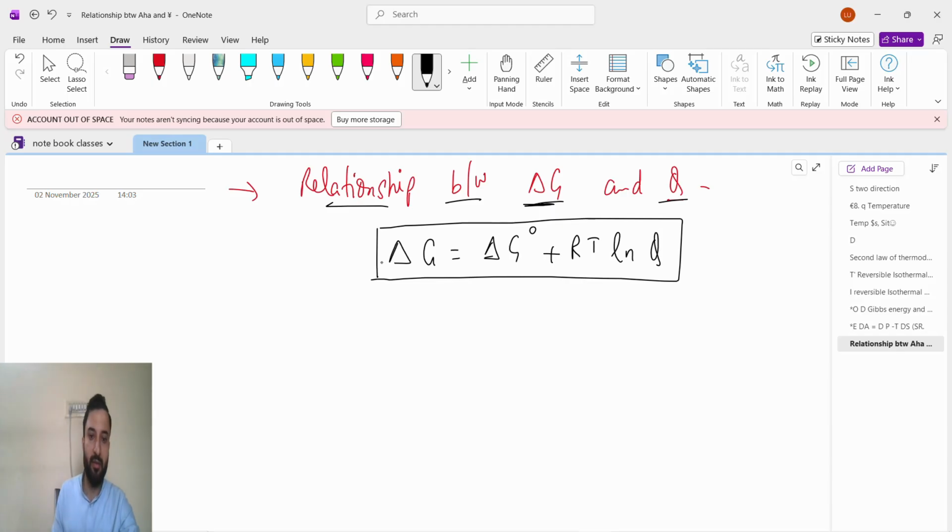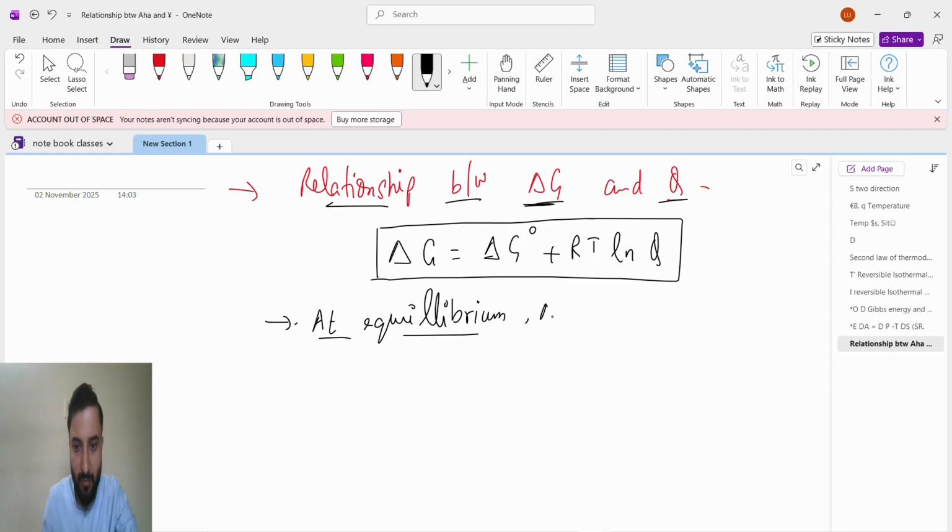Now guys, we have to see some conditions on this relationship. So see what will happen at equilibrium. At equilibrium we know delta G is equal to 0. So then delta G naught is equal to minus RT ln K.